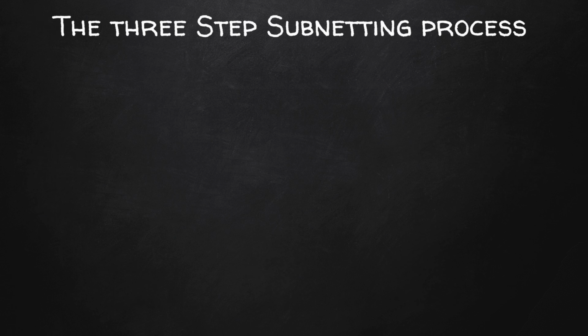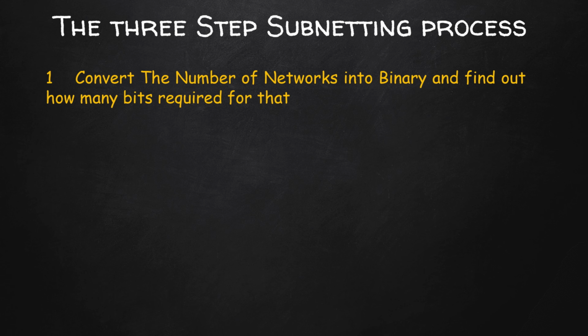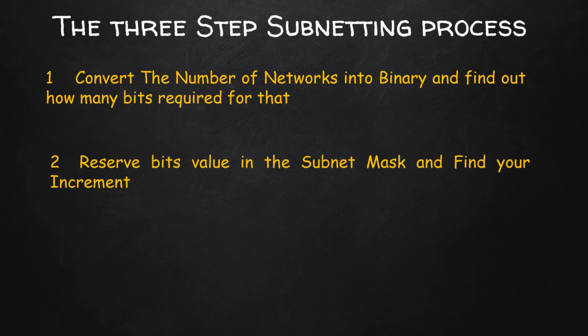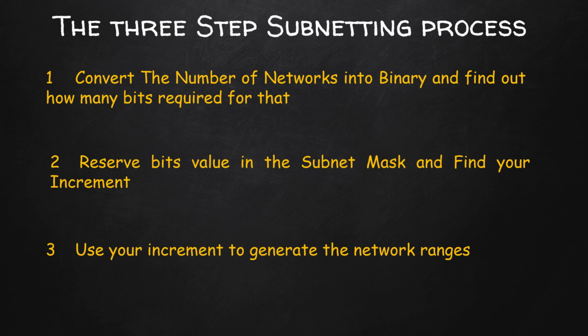We learned the 3 steps of the subnetting process in our last chapter. And what are those? Point number 1 is convert the number of networks into binary and find out how many bits are required for that. Point number 2, reserve bits in the subnet mask and find out your increment. And point number 3, use your increment to generate the network ranges. I will show you how to do that in each step.